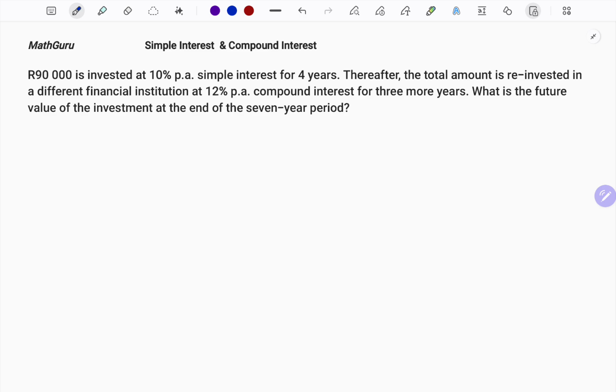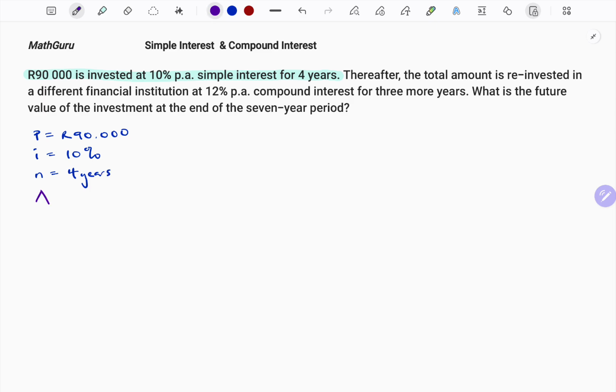Let's start with the first part of the question that says 90,000 is invested at 10% per annum simple interest for 4 years. So I start with my P, that's my principal amount, 90,000. Then the interest is at the rate of 10% per annum, and then the duration N equals 4 years. I'm using the formula.